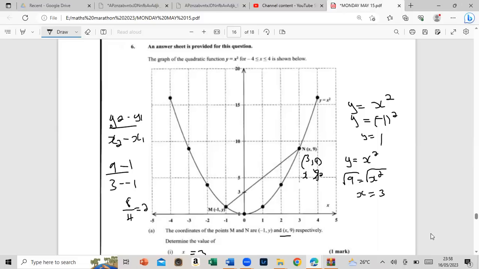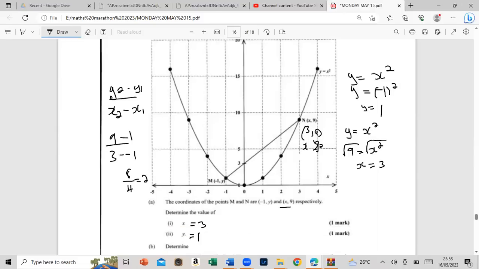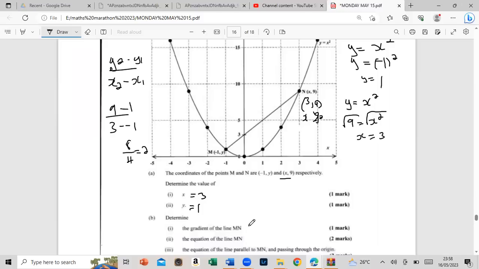Tired, man. So the gradient is 2. And they ask for the equation of the line. So the equation will be y equals mx plus c. We know the gradient of the line MN is 2. So we can just punch in the points here and try to write out from there. So x. So the y-intercept is 3.